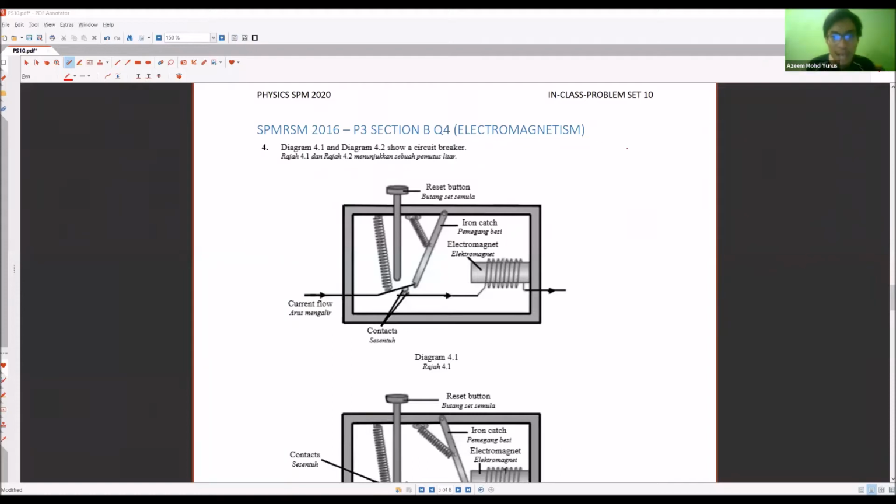With our last question for this week, I picked Trial 2016, Paper 3, Section B, Question 4, electromagnetism. Diagram 4.1 and 4.2 show a circuit breaker.